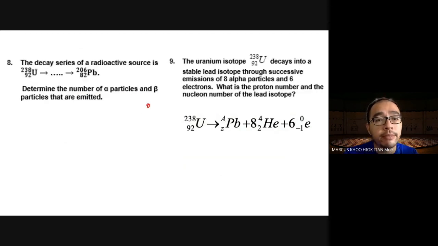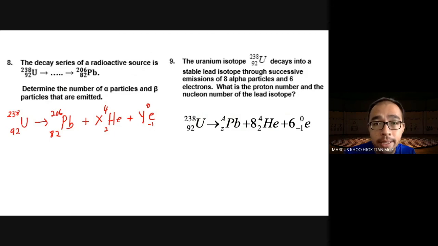Okay, number 8, same thing. Uranium-238 all the way becomes lead-206. So use the same method again. This is the final one, right? But we need to know how many heliums and how many electrons are produced. So form the two equations. 238 equals 206 plus 4x plus 0 times y. So you get 4x equals 32, x equals 8.